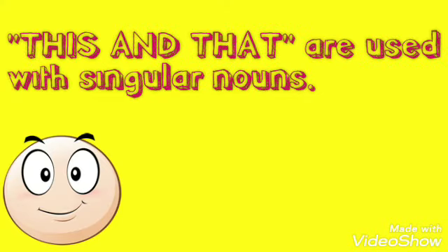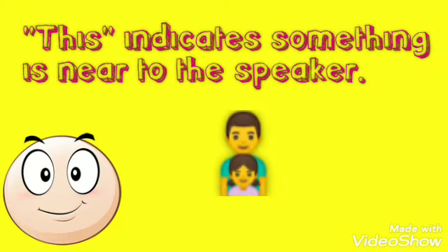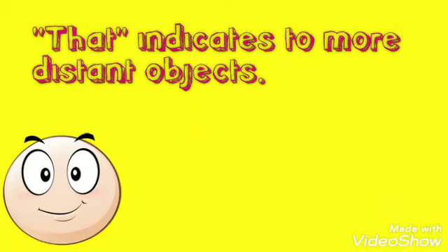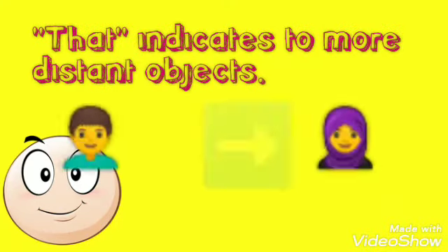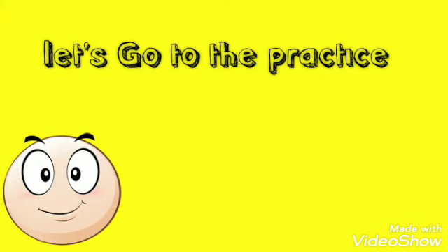This and that are used with singular nouns. This indicates something is near to the speaker, and that indicates more distant objects. Let's go to the practice.